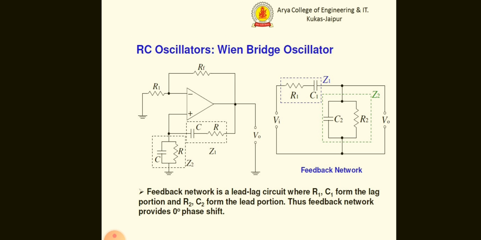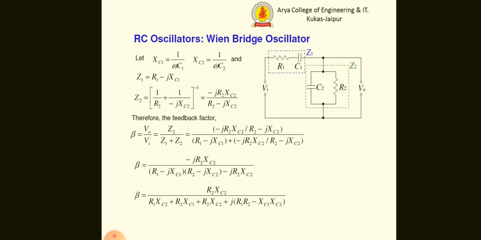Now the next oscillator type is the Wien bridge oscillator. Here we can see that the feedback network is a lead-lag circuit, with R1C1 forming the lag portion and R2C2 forming the lead portion. Hence, the feedback network provides 0-degree phase shift. The analysis for the Wien bridge oscillator has been described here.